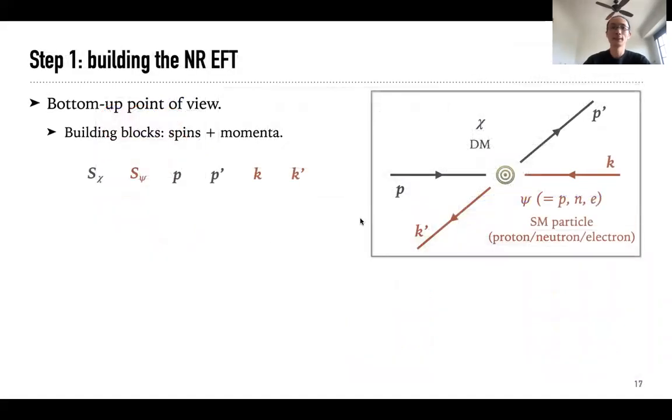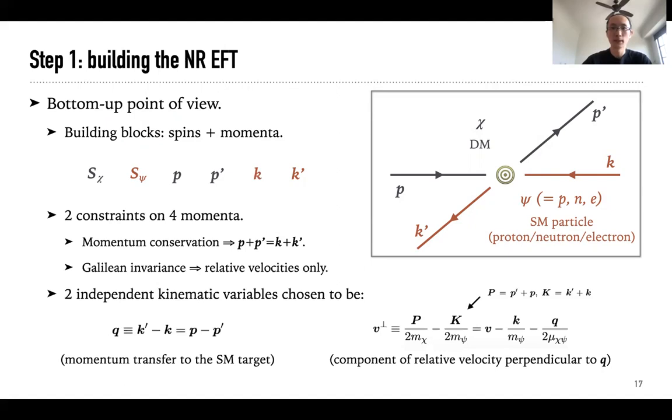All right, so from the bottom up, we can build up the EFT from the IR degrees of freedom. And here in the current case, we have the spin operators for the dark matter and the standard model particle, which can be the proton, neutron, or electron, which will be collectively denoted by psi in what follows. We have these momentum operators as well.